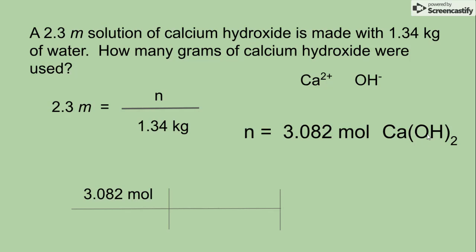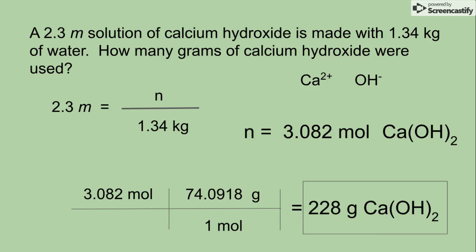Using this chemical formula, we're going to have 1 calcium, 2 oxygens, so O times 2, and H times 2, and we'll add those three up. 2 oxygens, 2 hydrogens, 1 calcium. If you do that correctly, that should give you a little bit over 74.0918 grams. That's on the top, 1 mole on the bottom. So we do 3.082 times 74.0918. That will give us our mass, 228 grams of calcium hydroxide.